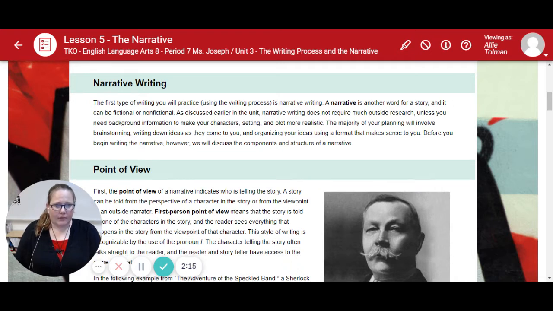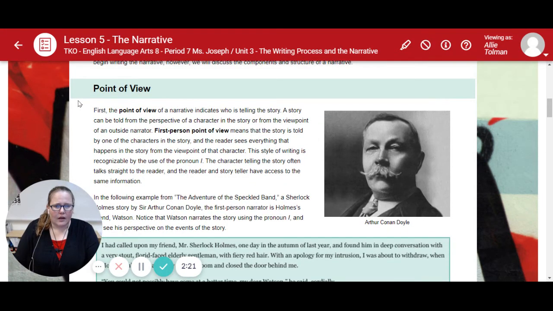Before you begin writing, however, we will discuss the components and structure of a narrative. Our first point is point of view. The point of view of a narrative indicates who is telling the story. A story can be told from the perspective of a character in the story or from the viewpoint of an outside narrator. First person point of view means that the story is told by one of the characters in the story, and the reader sees everything that happens in the story from the point of view of that character.